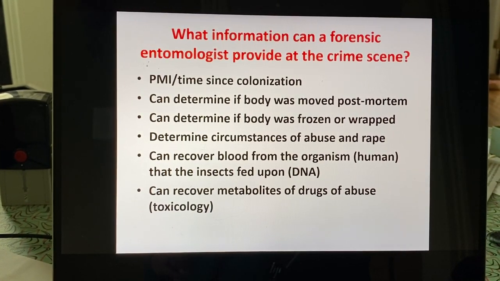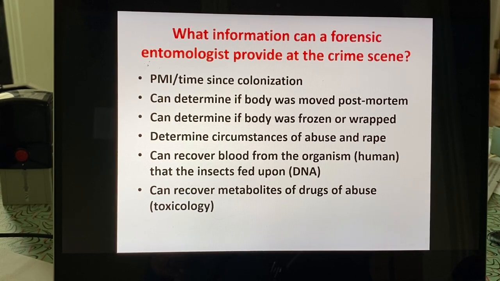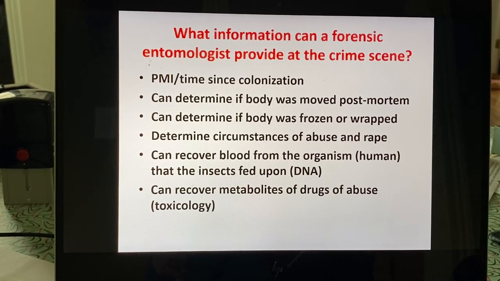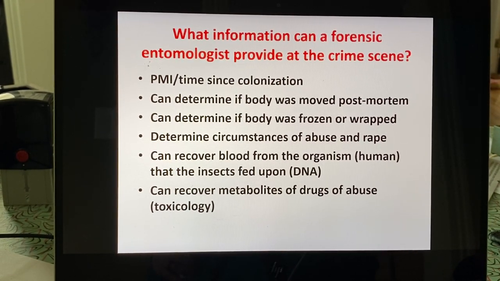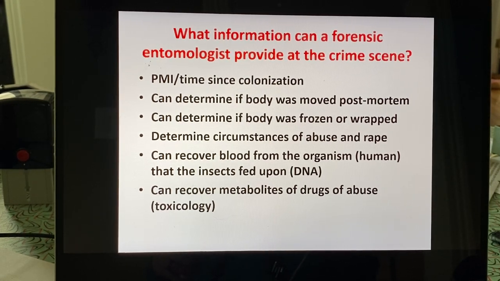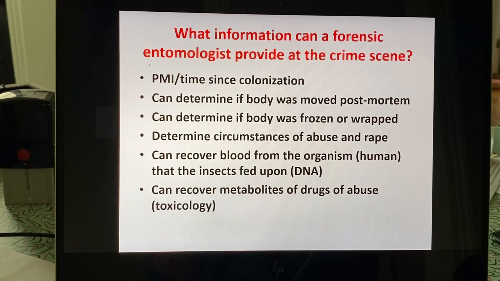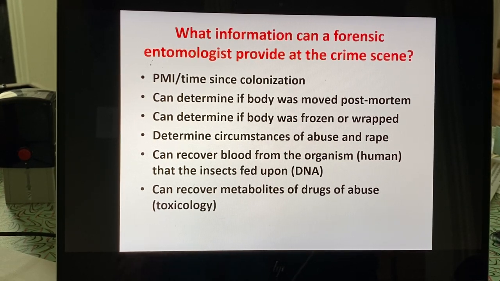Also, this is kind of a you are what you eat situation. If you find pupa casings, even if the person is fully skeletonized, or you do find insects at the scene, they've been ingesting that person. So potentially you could take that insect, extract DNA from them, and be able to pick up the DNA of the human upon which those insects were feeding.